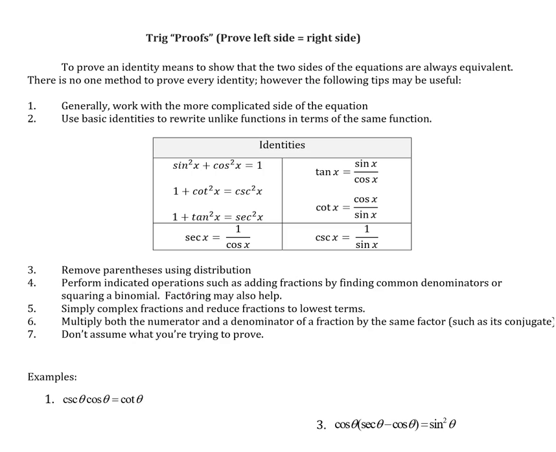You want to remove parentheses by using distribution, perform operations like adding fractions, finding a common denominator. Usually that'll help you. Factoring sometimes helps too. You could multiply by conjugates of the denominator, simplify complex fractions, and lastly, just don't assume what you're trying to prove. And what I mean by that is don't work on both sides. You want to see one string of equations that leads you from the left side of an equation to the right side, or vice versa.